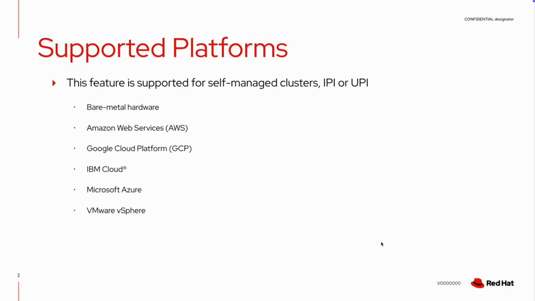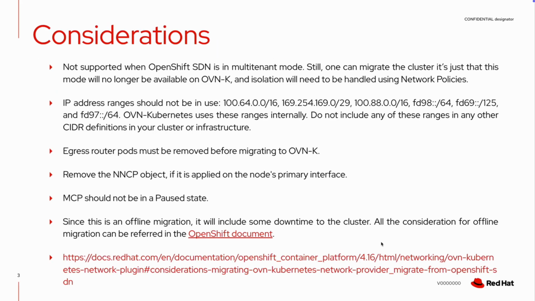Okay, before starting the migration, one should check all the considerations before performing the migration on the cluster. It is not supported when OpenShift SDN is in multi-tenant mode, but one can still migrate the cluster. It's just that this mode is no longer available on OVN-Kubernetes, and isolation will be handled with network policies. There are some CIDRs used by OVN-K internally, like 100.64, 169.254 and 100.88.